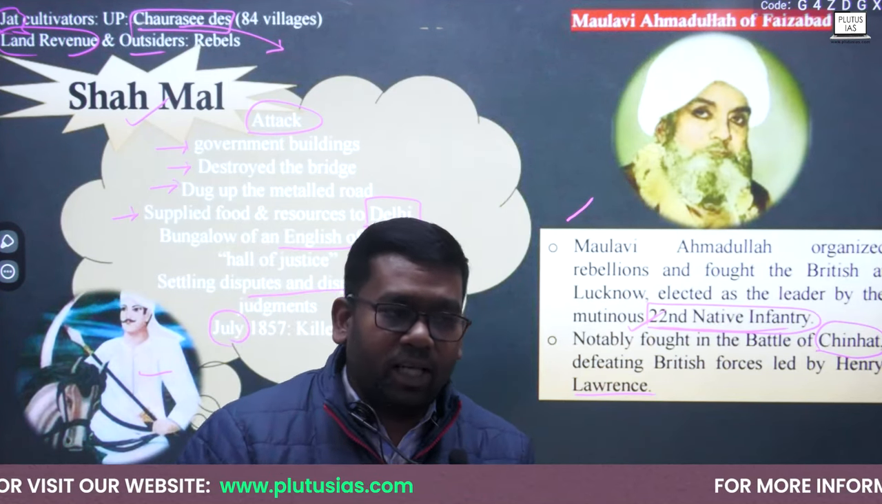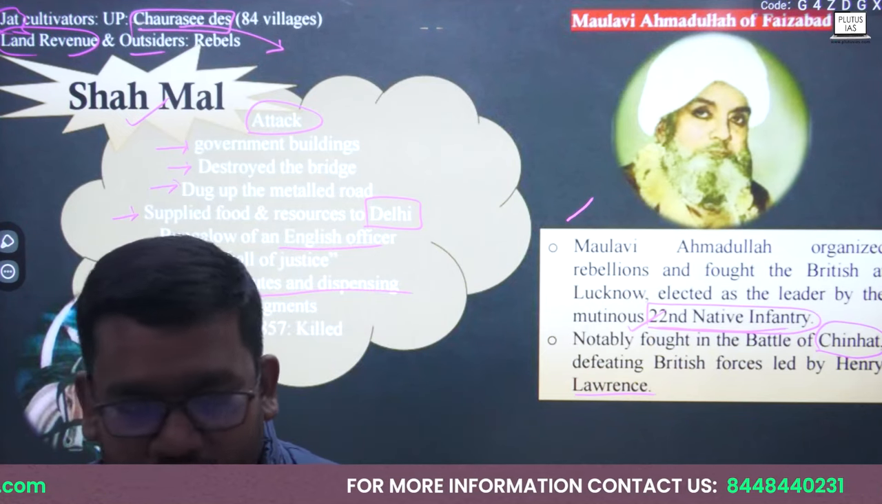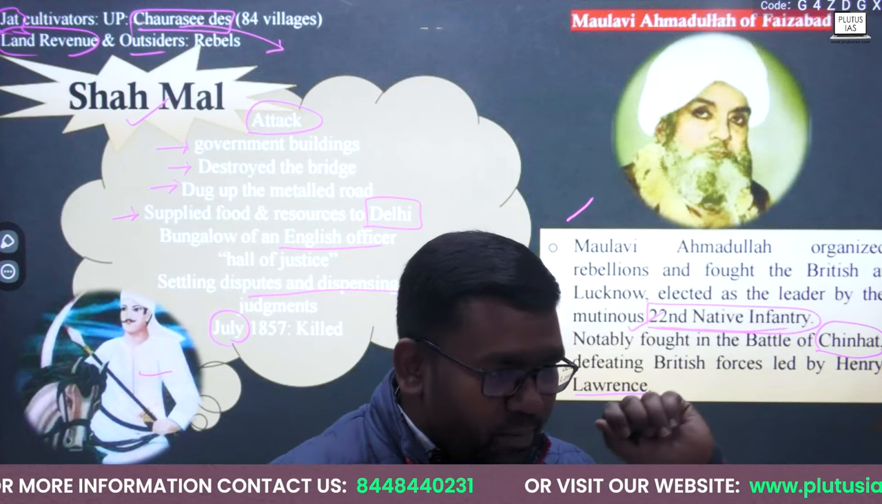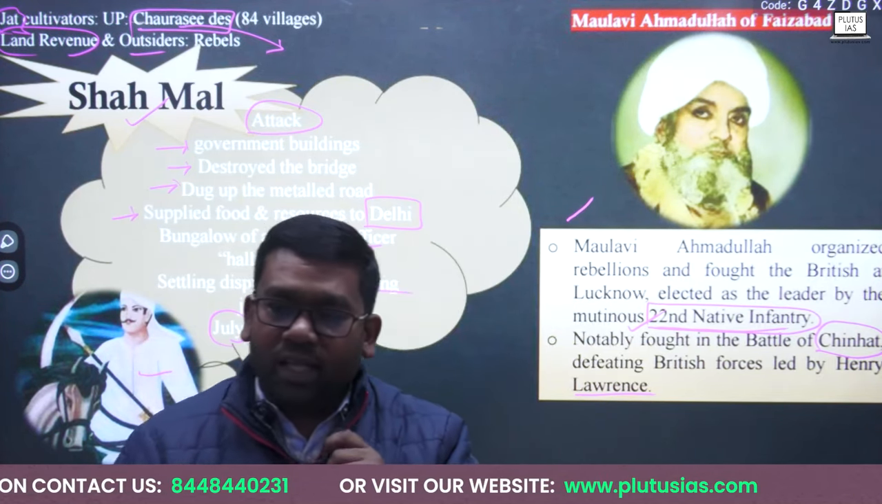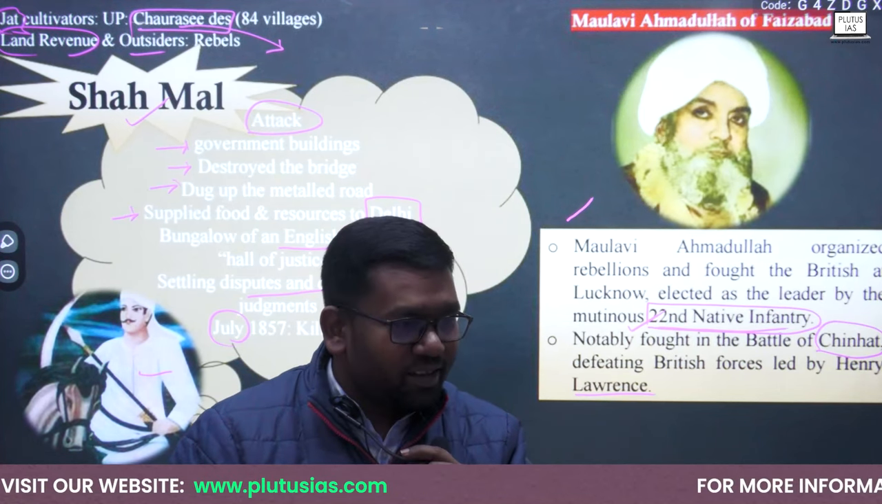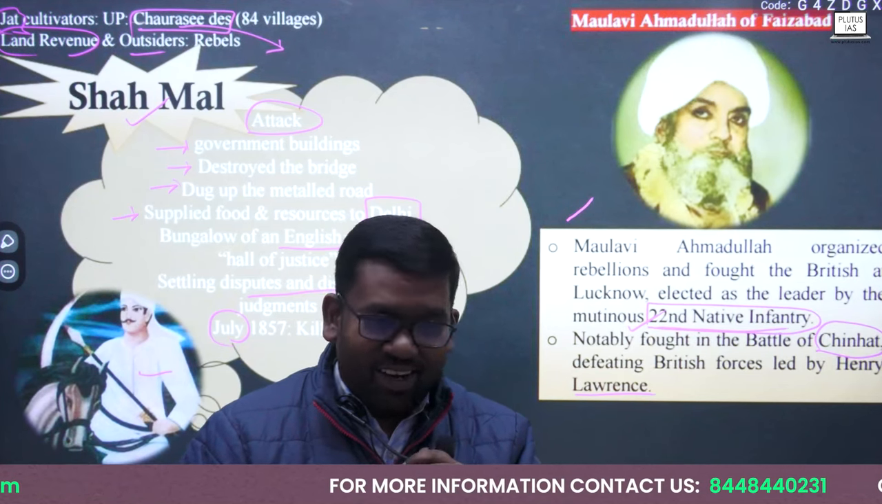So in which month was Delhi captured? May. What is the date? The 11th. On the 10th they revolted in Meerut and came. So on the 11th of May Delhi was captured. So now what were they doing? What were the Britishers doing? They were in Shimla.